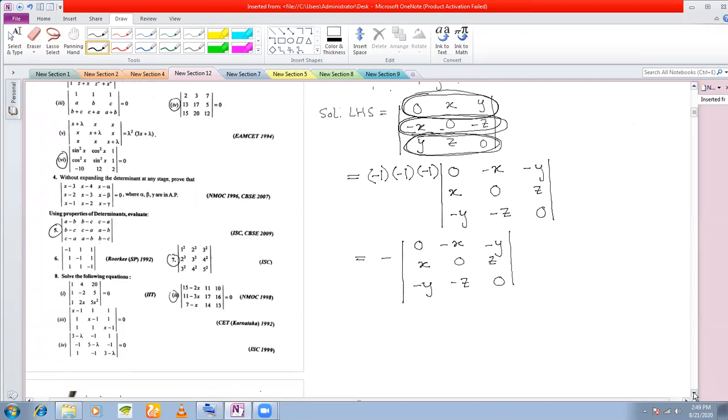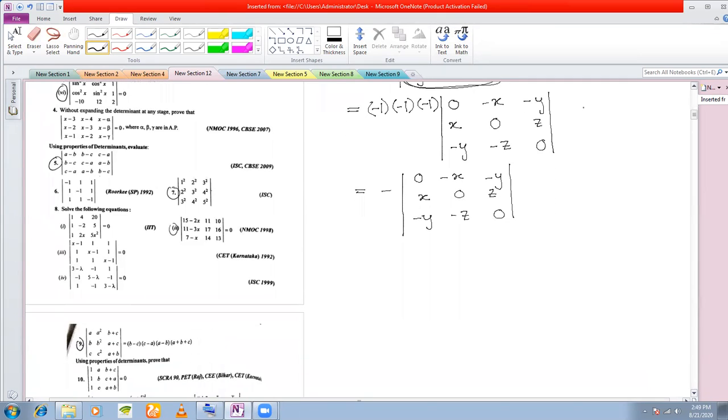Next, you write your reason here: taking minus 1 common from the first, second, and third row respectively. Next, this is what I get because minus 1 into minus 1 into minus 1 is a minus of this. Now what I do is I interchange the rows and the columns. So first row, I make the first column.